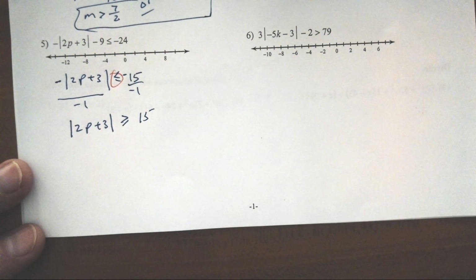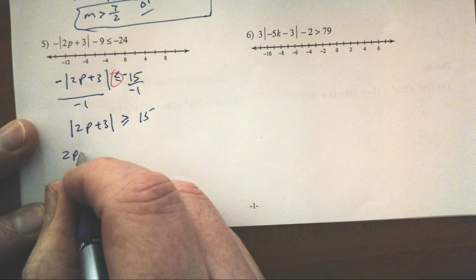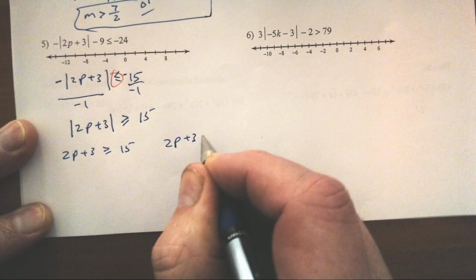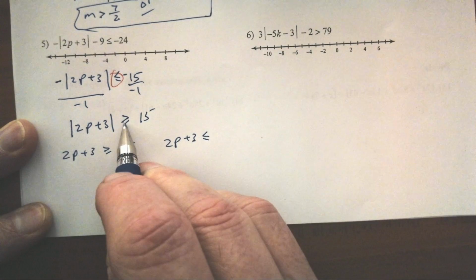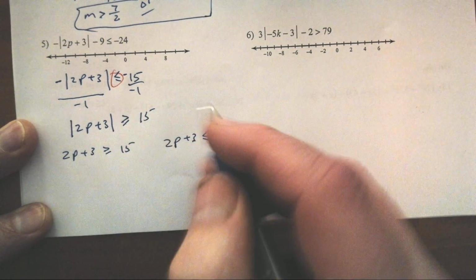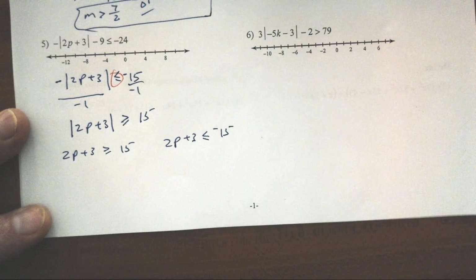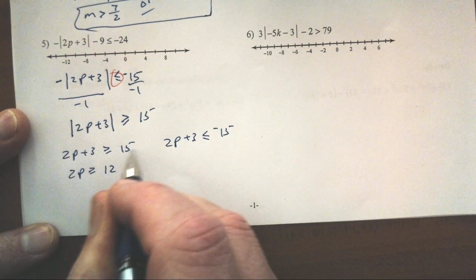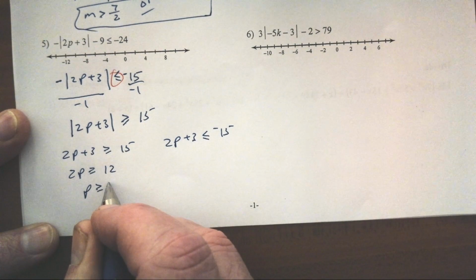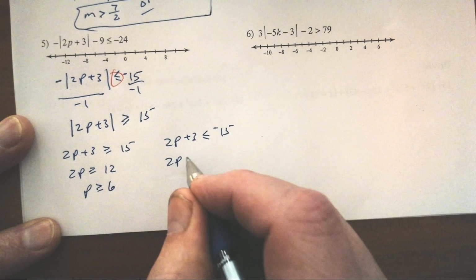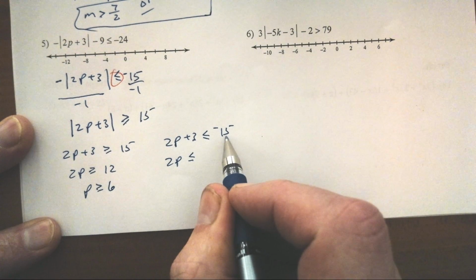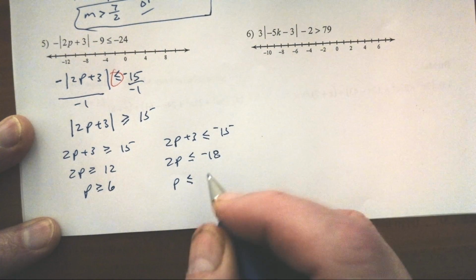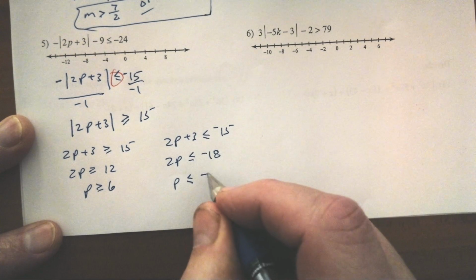And now I'm ready to split and switch. Split into two separate inequalities and switch the signs. The greater than becomes less than, greater than or equal to, less than or equal to, positive 15 becomes negative 15. So we solve this: 2p greater than or equal to 12, subtract 3, maybe p is bigger than or equal to 6. Or 2p less than or equal to, subtract 3, negative 15 minus 3, negative 18. Maybe p is less than or equal to, divide by 2, negative 9.